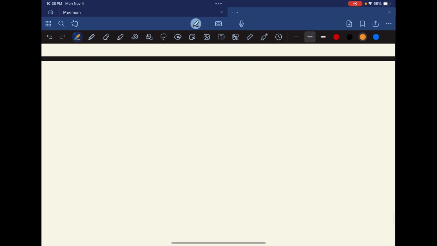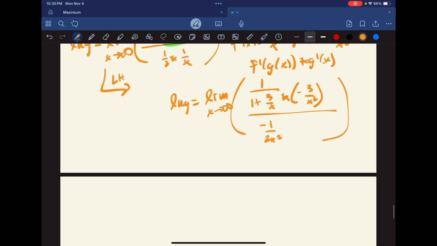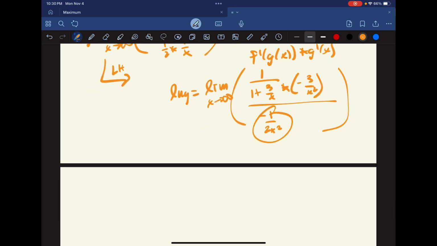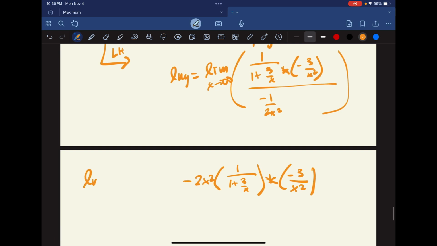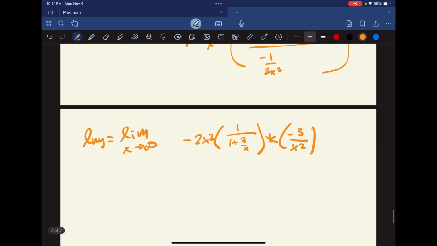So now we've used L'Hopital's rule, so now we can bring this all back together. We can bring this 2x squared back up into the numerator, and so we get this negative 2x squared times 1 over 1 plus 3 divided by x times negative 3 divided by x squared. And this is still ln y equals the limit as x approaches infinity. Good God, this problem sucks.